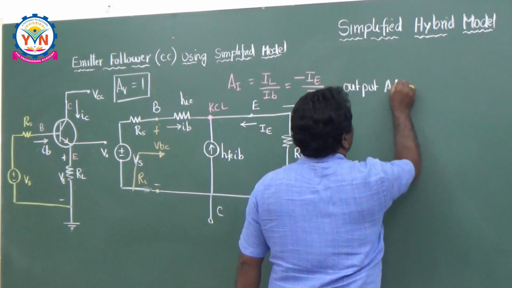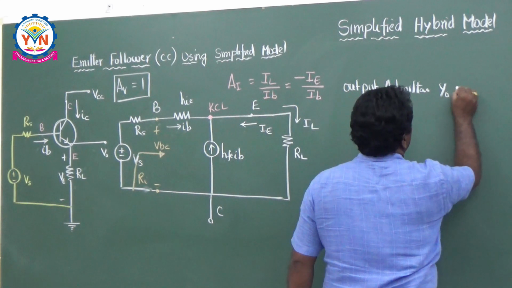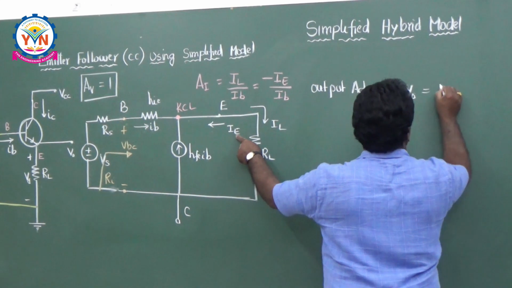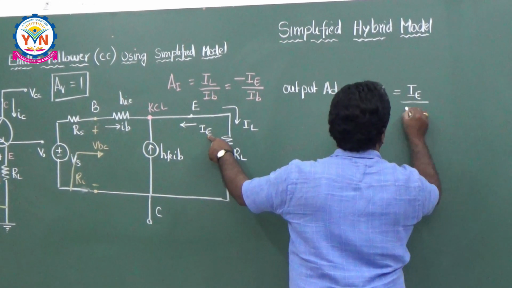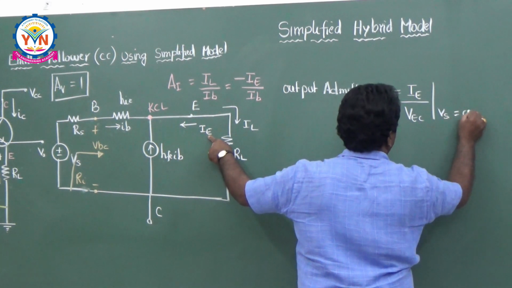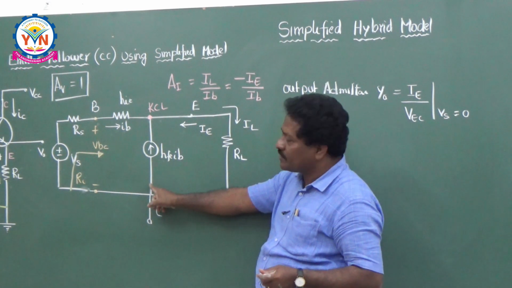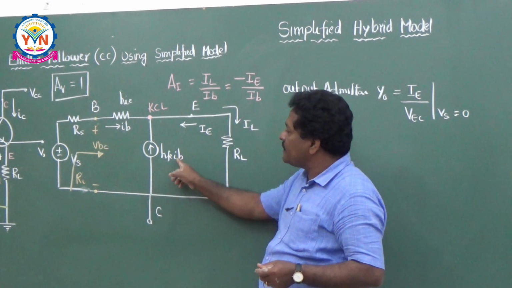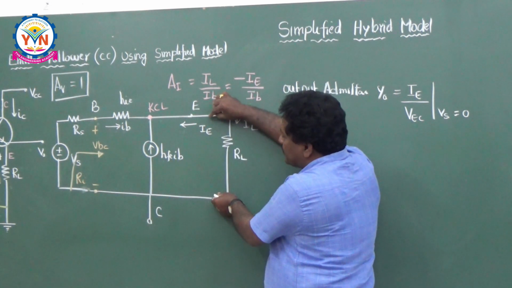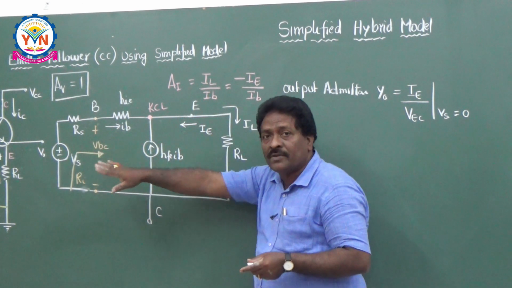Output admittance Y0 is equal to output current by output voltage. What is the output current here? IE, by output voltage VEC, at Vs equal to 0. Now if you observe, this circuit has a dependent source, HFE times IB, and an independent source. So in order to calculate this current and voltage, you have to use a different procedure here.